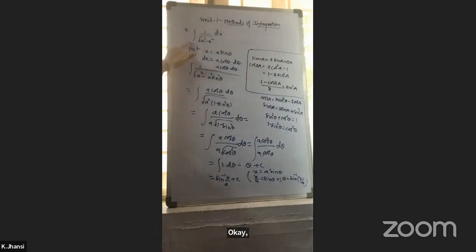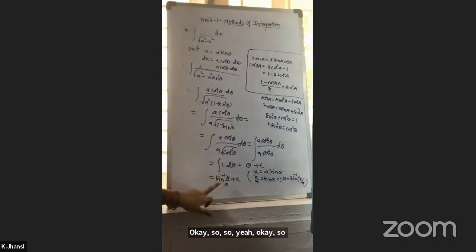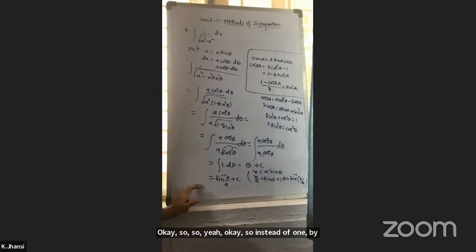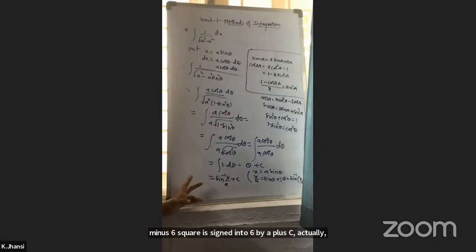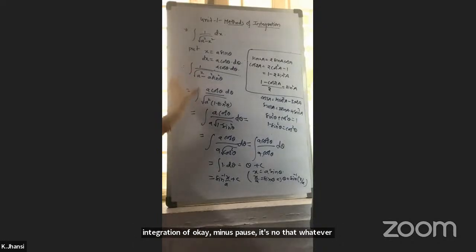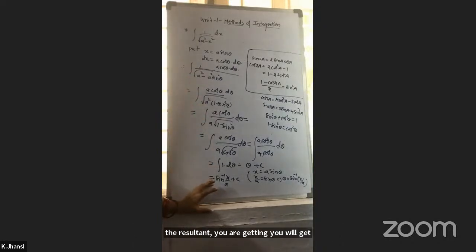Okay. So the integration of 1 by root of a square minus x square is sin inverse x by a plus c. Actually, this is the formula. Just as the integration of sin x is minus cos x, whatever the result you are getting, you will get from this type of simplification. That we will do with the help of the definition of integration.